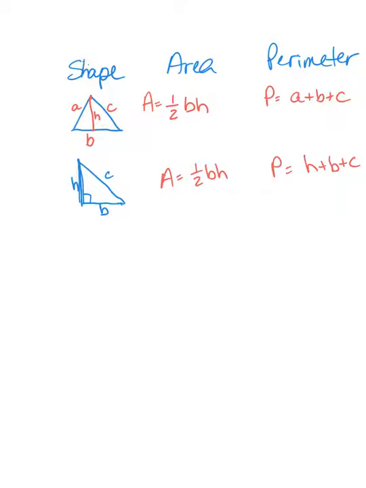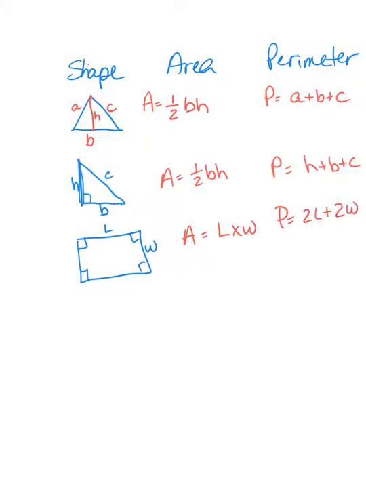If you have a rectangle, the area is length times width, or base times height. Some people say that too. And the perimeter is 2 times the length plus 2 times the width. Because if that's a W, this is also the same measurement, and you're adding all those sides together.